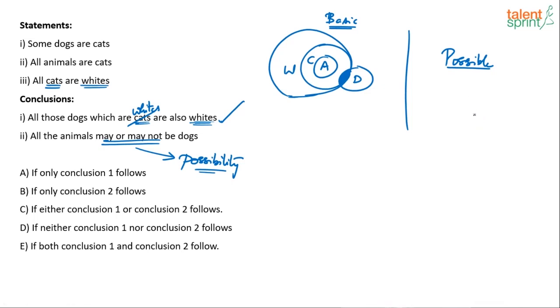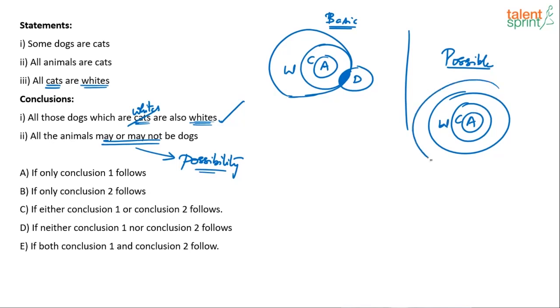For example, all animals are cats, it said. All cats are whites. Then it said some dogs are cats. Some dogs are cats can be drawn in this way also. These are dogs, let's say. Some of the dogs are cats. You see, only these dogs are cats. Not all the dogs are cats. Only the dogs which overlap with cats are cats. Some dogs are cats. Now, in this case, what do you find?